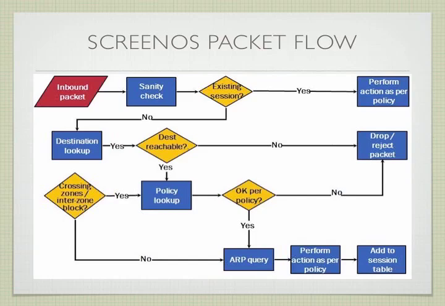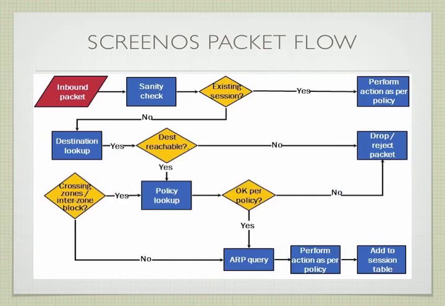ScreenOS packet flow. This is the meat of how the process works in ScreenOS. Starting at the top left of the diagram, we have our inbound packet. The first thing that happens on arrival is ScreenOS will do a sanity check on the packet. This will verify that the packet is not malformed, that there's no problem with it that occurred in transit, and that it's a valid IP header and a valid packet that is able to be processed.